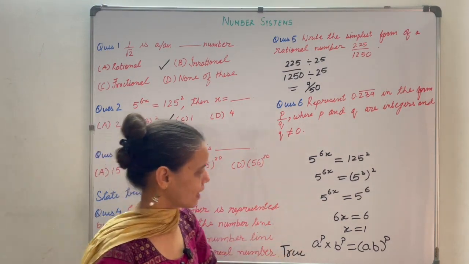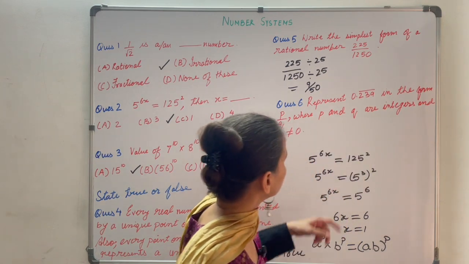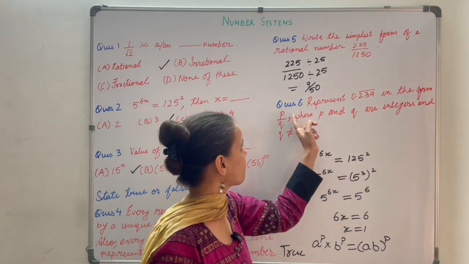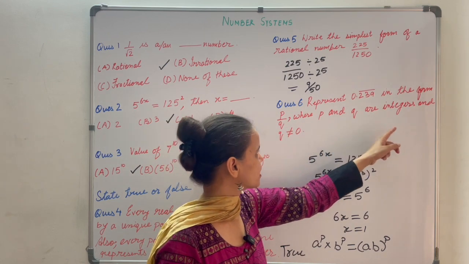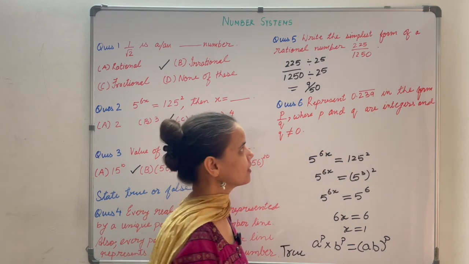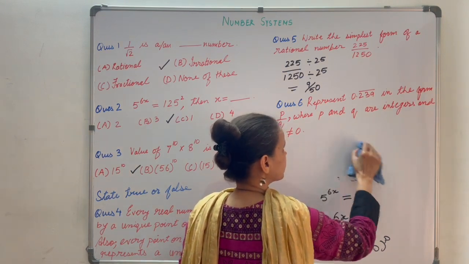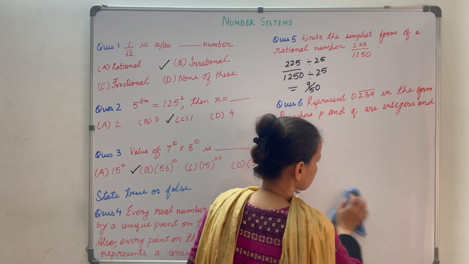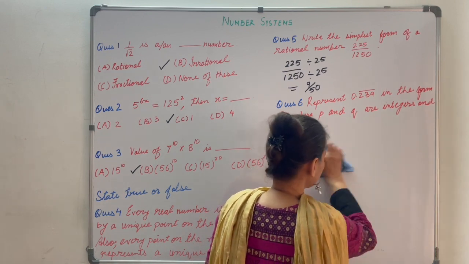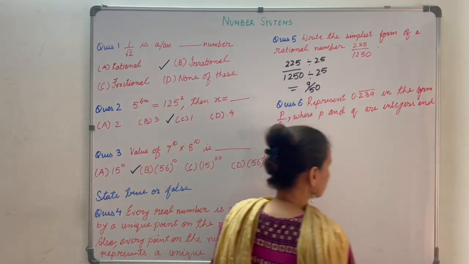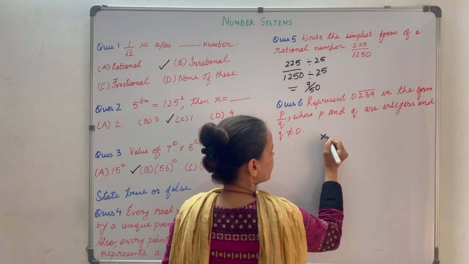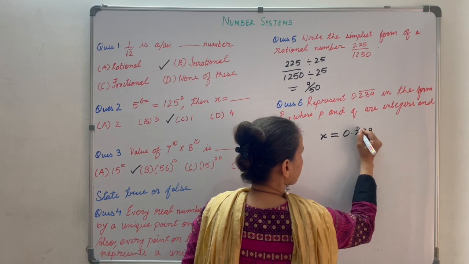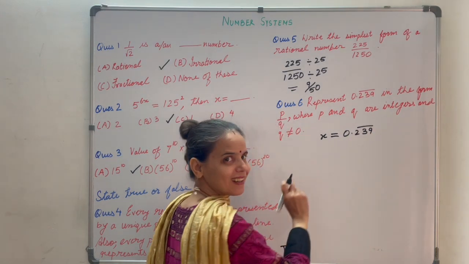Now let us take the last question. So here we have to represent 0.239 bar in the form p by q where p and q are integers and q is not equal to 0. That means you have to write down this decimal expansion as a rational number. So let us assume that rational number is x. So we can equate them then. x is equal to 0.239 bar. So there are 3 digits under the bar.